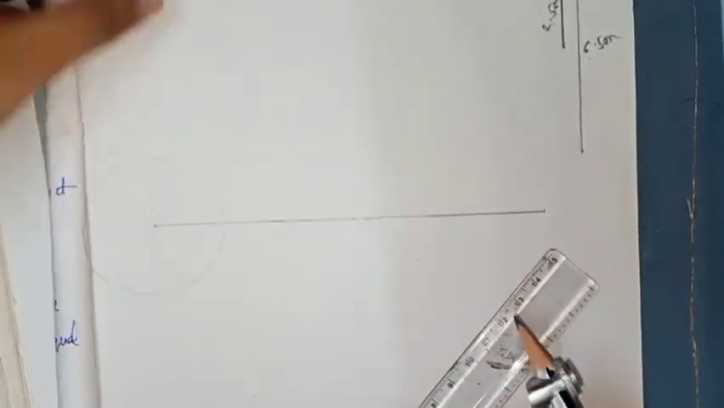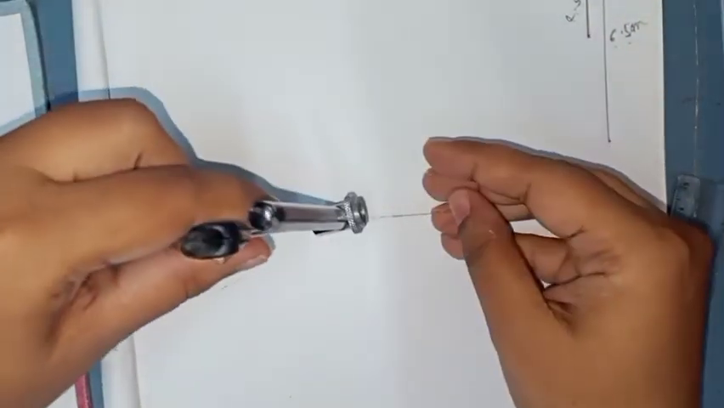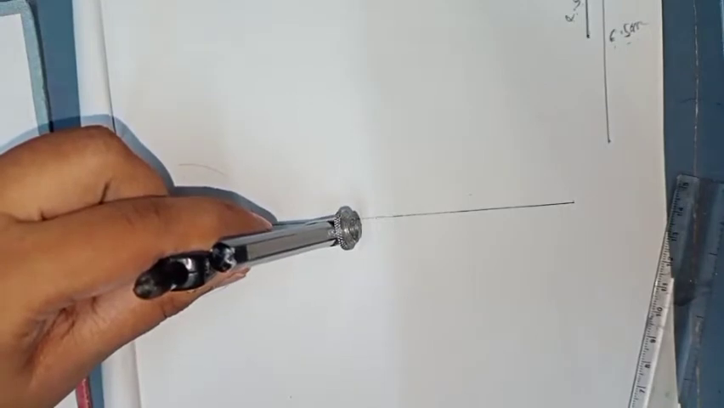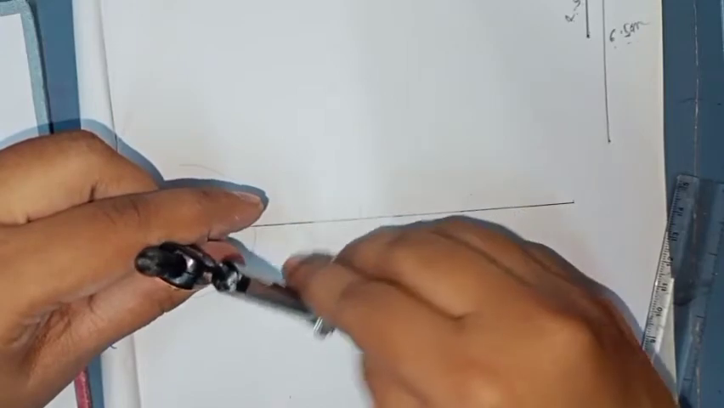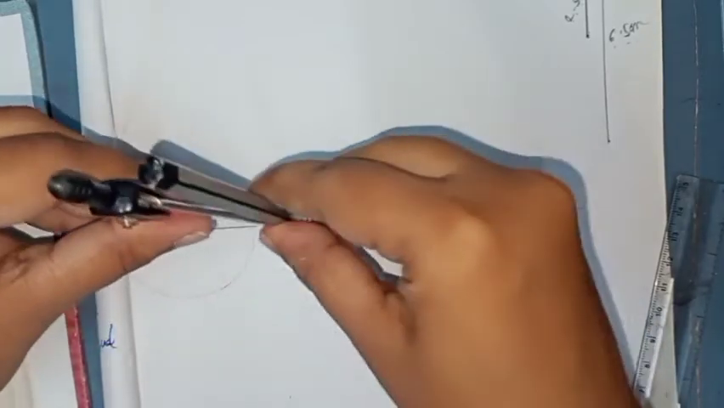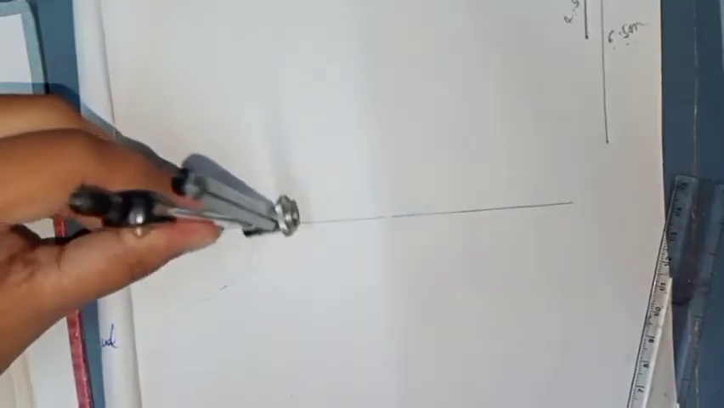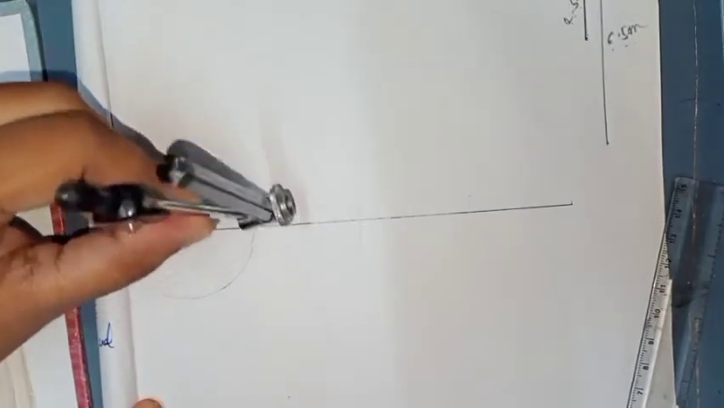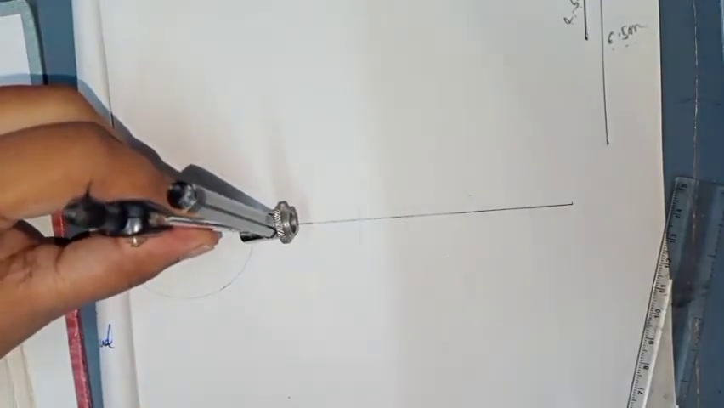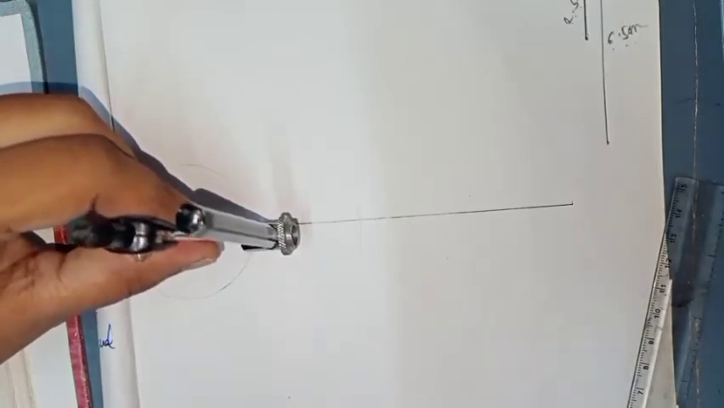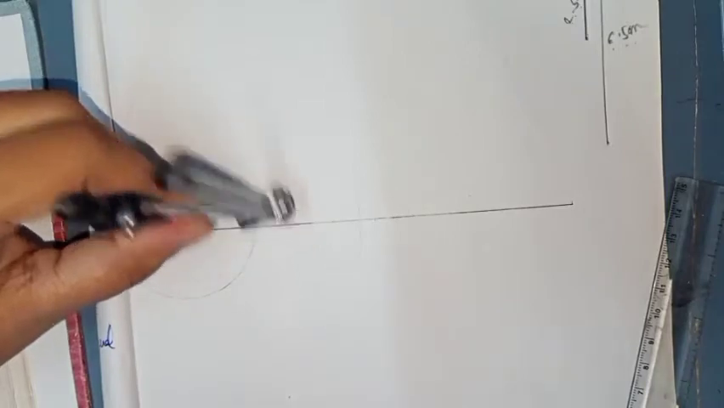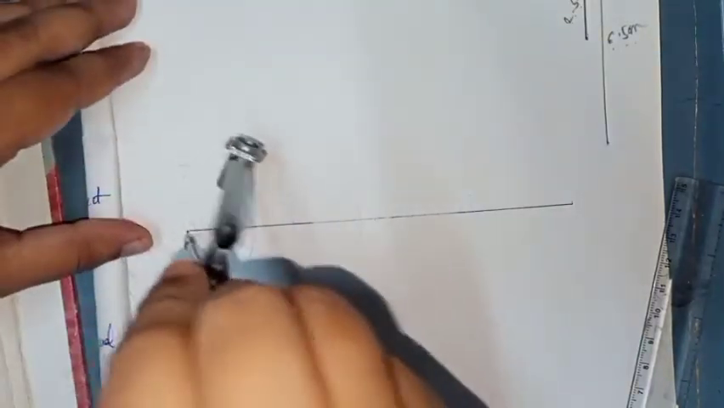After this you will draw the perpendicular bisector of this 6.5. How will you draw the perpendicular bisector? Take more than half of 6.5 centimeter, you can take anything more than half, so it will be 3 point something or 4, like this. So I am taking up to here. Okay, cut up and down.